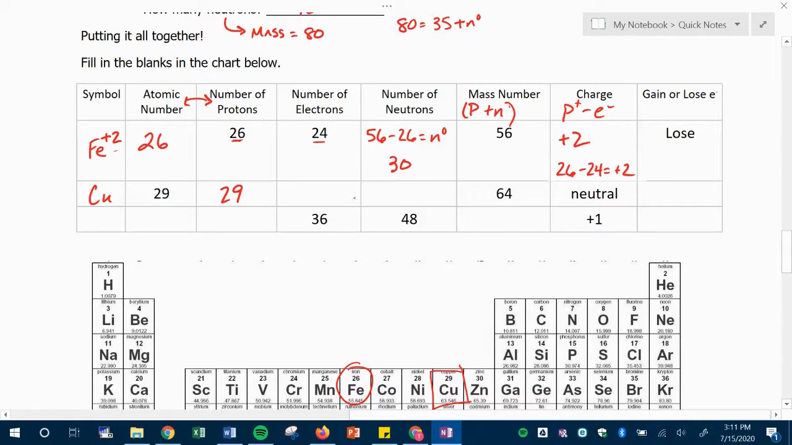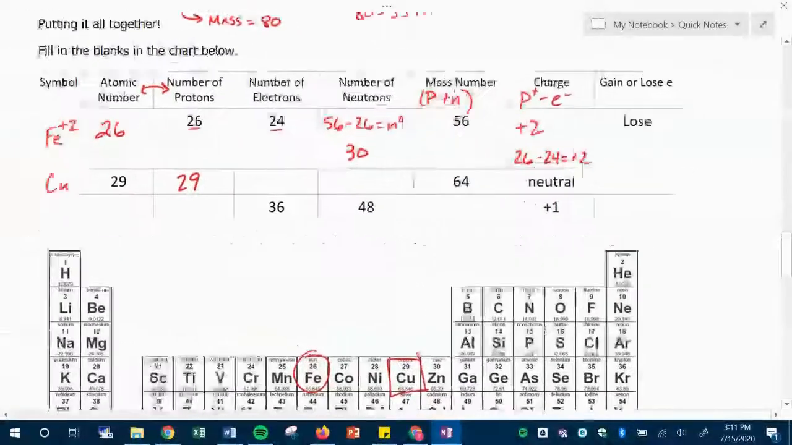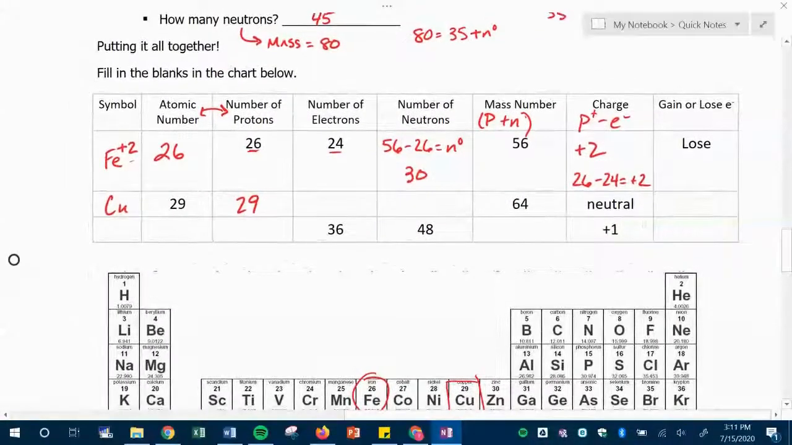For this one, we're missing the electrons and the neutrons, but we're given the mass number and the charge. Now, if the charge is labeled as neutral, remember that does mean that under our number of electrons, we should have the same number of electrons as we do protons. So that should also be 29.